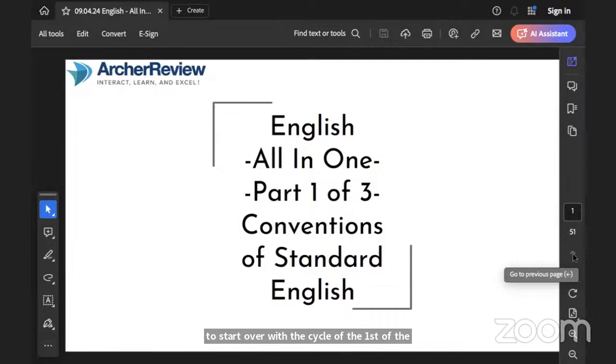Time coming in, you're right here at the beginning. These are, as they say, all-in-ones. So these are an overview of each section for the English that we're covering tonight.